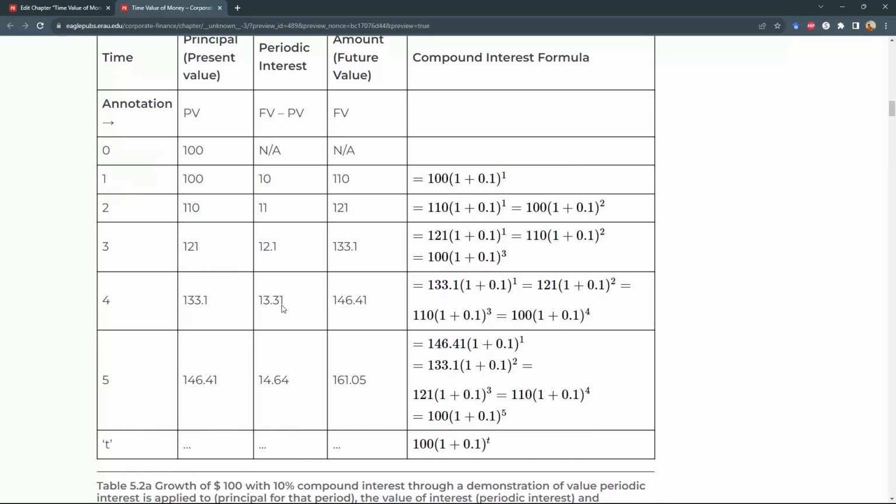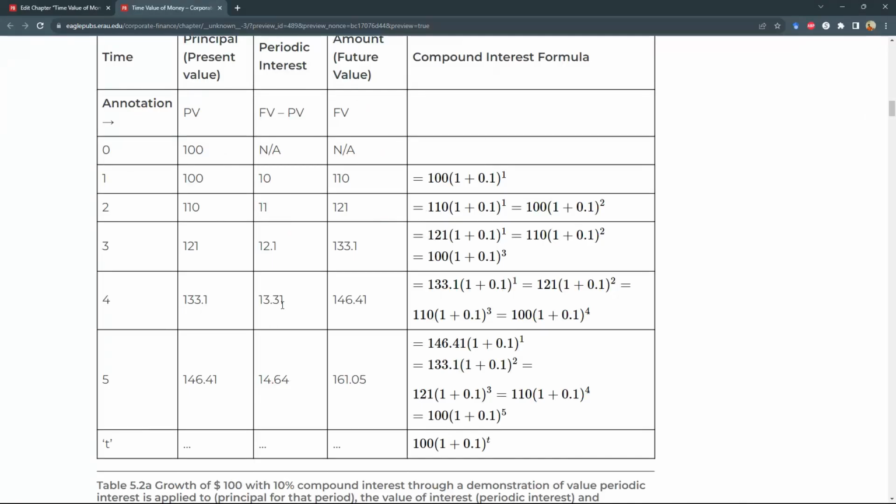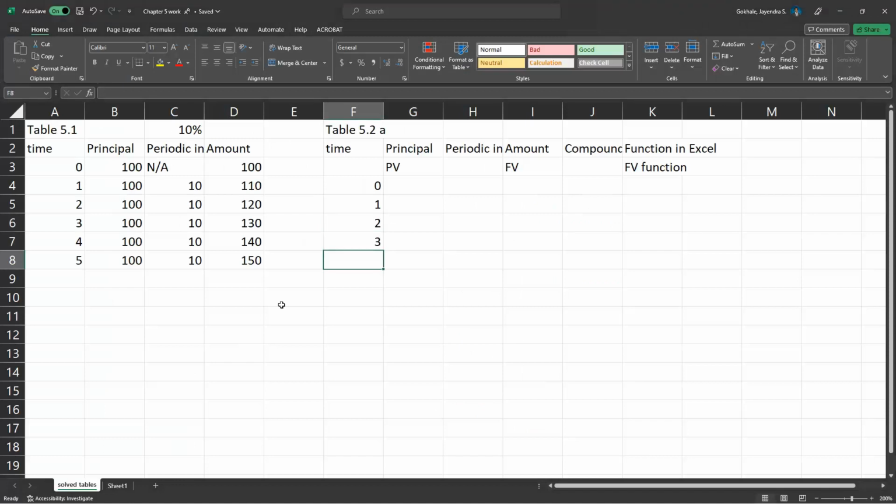This is table 5.2a, growth of $100 with 10% compound interest, with the demonstration of how periodic interest is applied through the compounding process. Let's see that in Excel. So we first denote time 0 plus 1, and we go through 5 periods. So 1, 2, 3, 4, 5. At period 0, the value is $100. And everything else, let's just mark it as nothing.